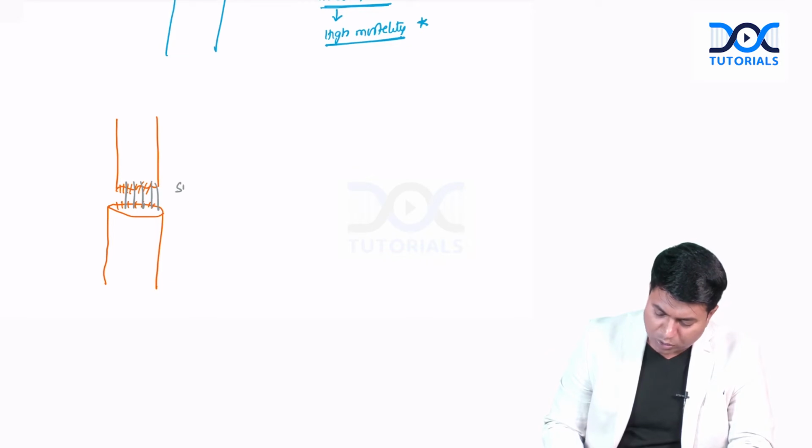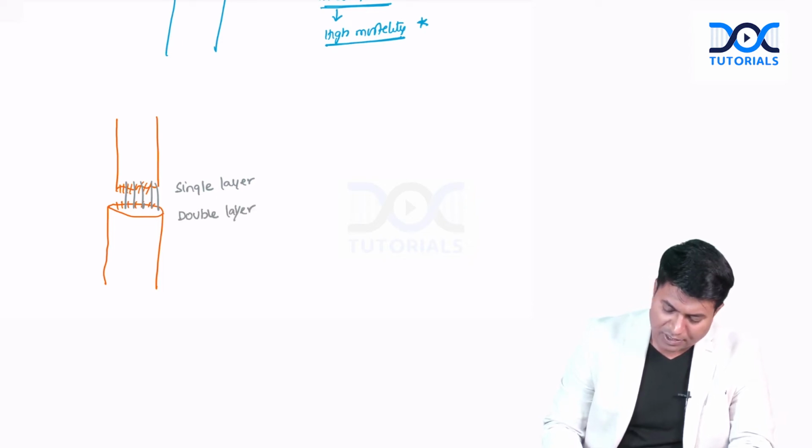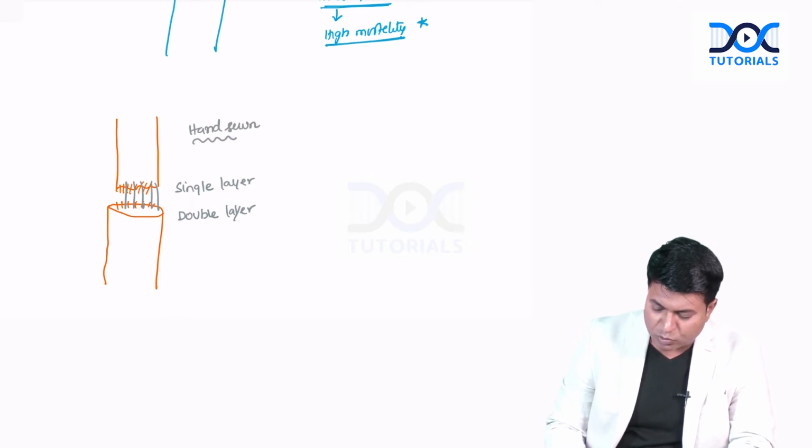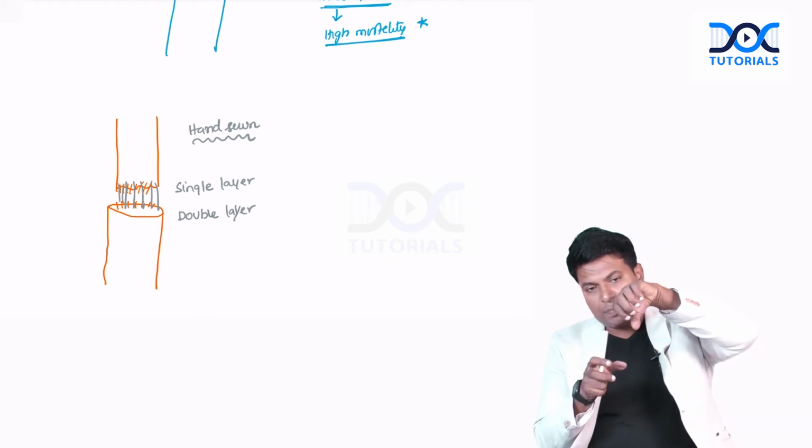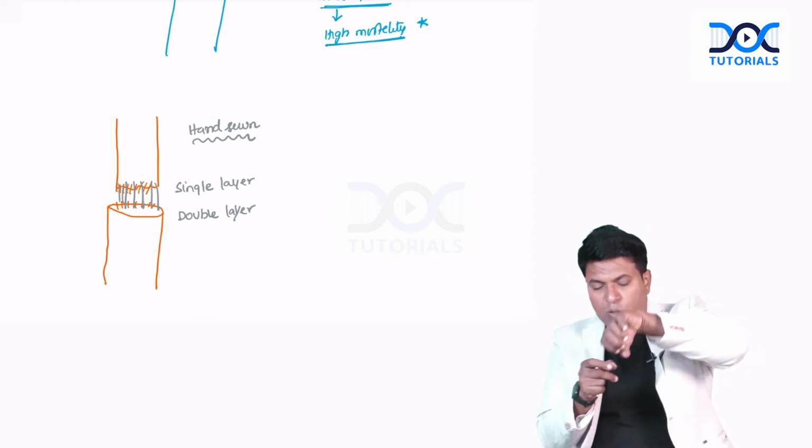Single layer or two layer, both can be done. Single layer hand-sewn or double layer hand-sewn can be done. So this is hand-sewn anastomosis. Nobody is nowadays doing hand-sewn anastomosis; most of them are using only staplers. But please remember, this is a hand-sewn anastomosis, in which the two conduits will be anastomosed end to end.